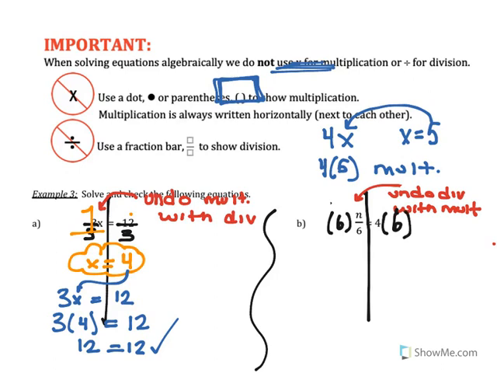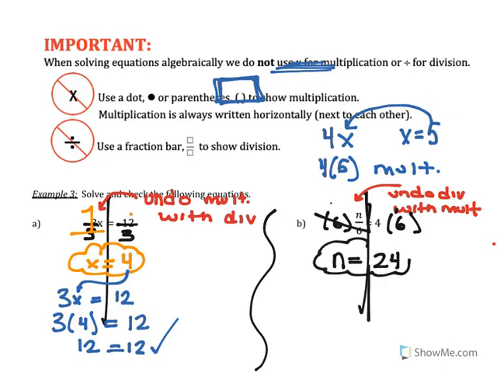What we don't want to see is this. Yes, it's mathematically correct, but it's messy, and you won't ever see any of your teachers do it that way. So I'm going to show multiplication on both sides, multiplying by the number that's with the variable so that they cancel out. And you're left with n equals 4 times 6, which is 24.